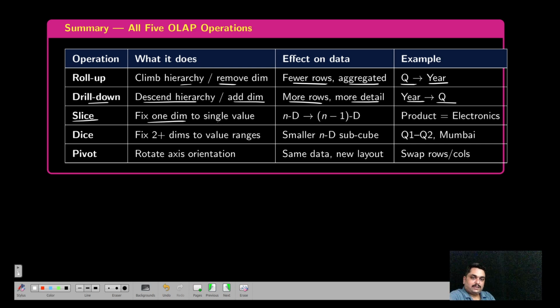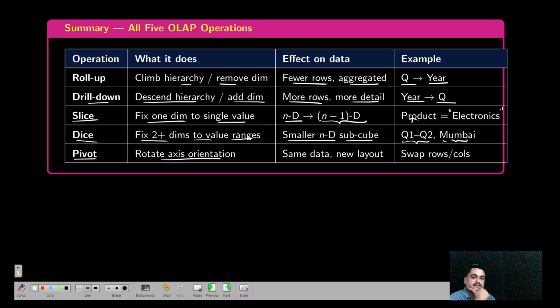Slice: fix one dimension to a single value. If it is n dimensions, the result will become n minus 1 dimensions. For example, set product equal to electronics. So this product dimension will be removed. Dice: fix 2 plus dimensions to value ranges. So a smaller n-dimensional subcube. The result will remain n dimensions if the input was an n-dimension cube, but it reduces the number of data values, okay? Because you're setting some dimensions to fixed values. For example, Q1, Q2, comma Mumbai, set the range, where time in Q1, Q2 and location is Mumbai.